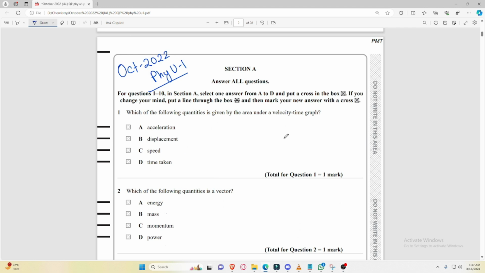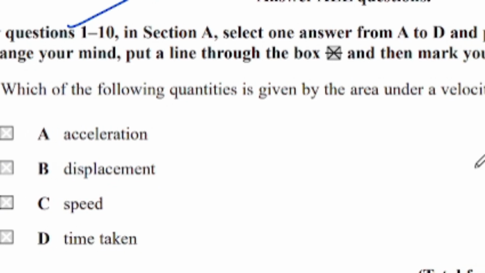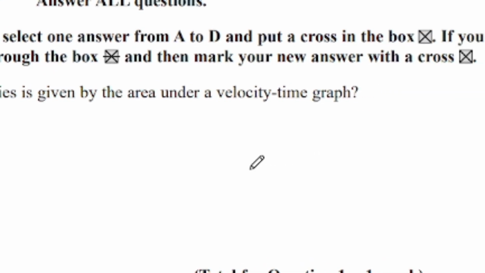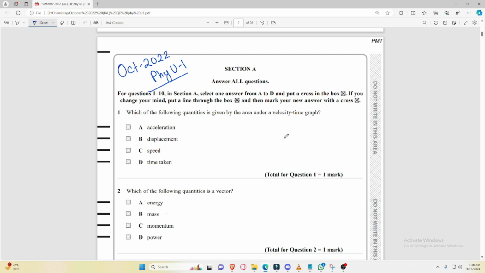Okay, so I chose a paper, October 22 physics unit 1. Let's see the first question. Which of the following quantities is given by the area under a velocity time graph? What? Man, even my unborn kid can solve this. Area under velocity time graph, it is displacement.